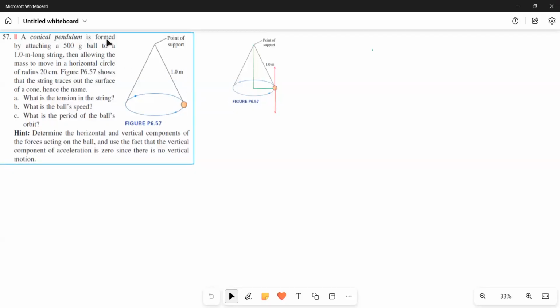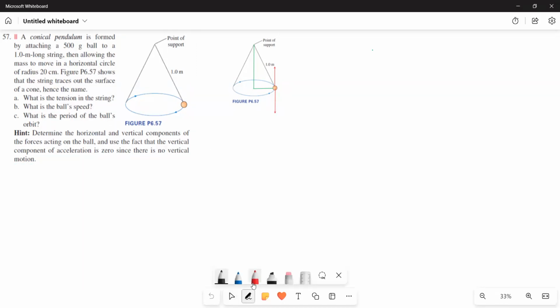A conical pendulum is formed by attaching a 500-gram ball to a 1-meter long string, then allowing the mass to move in a horizontal circle of radius 20 centimeters. Figure shows that the string traces out the surface of a cone, hence the name. What is the tension in the string? What is the ball's speed? What is the period of the ball's orbit?